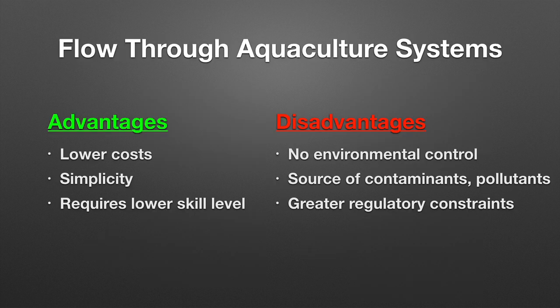The advantages of flow-through aquaculture systems are their simplicity, their lower cost, and they require less skill to operate. The disadvantages are that you have very little environmental control, and contaminants and pollutants can easily enter your system, and you have greater regulatory constraints because the water is being discharged back into natural systems.